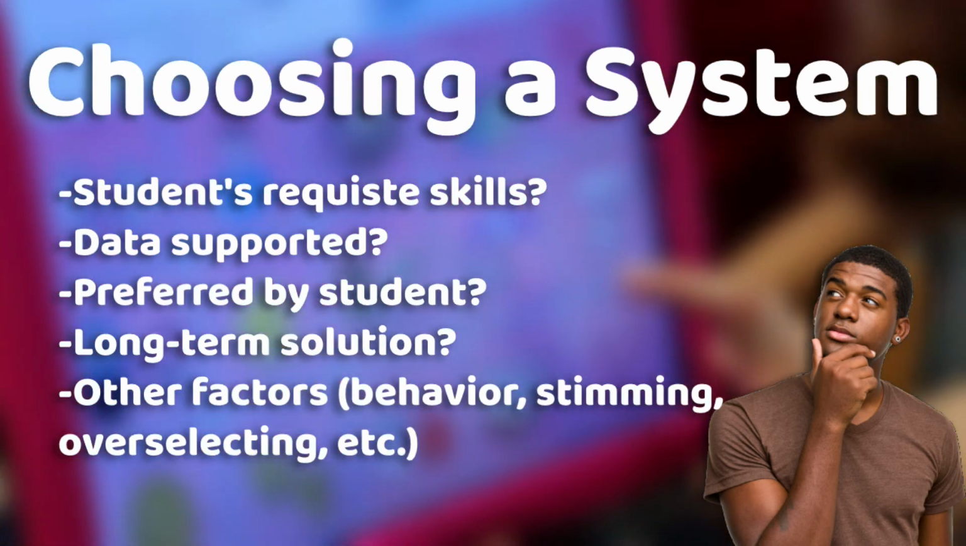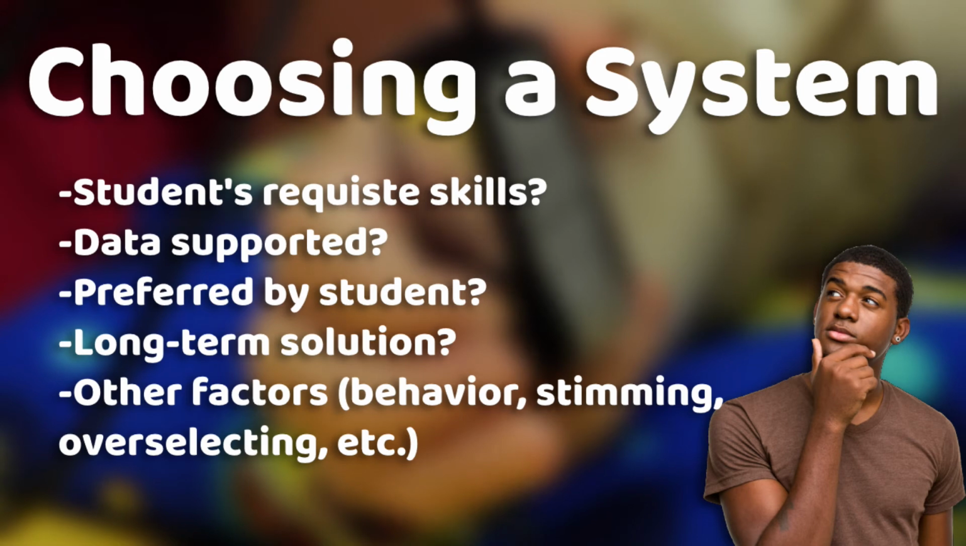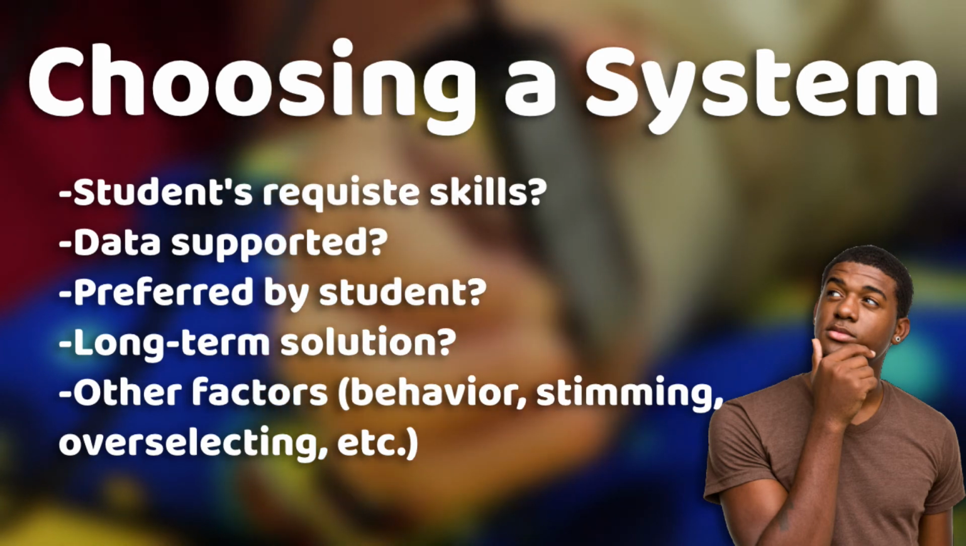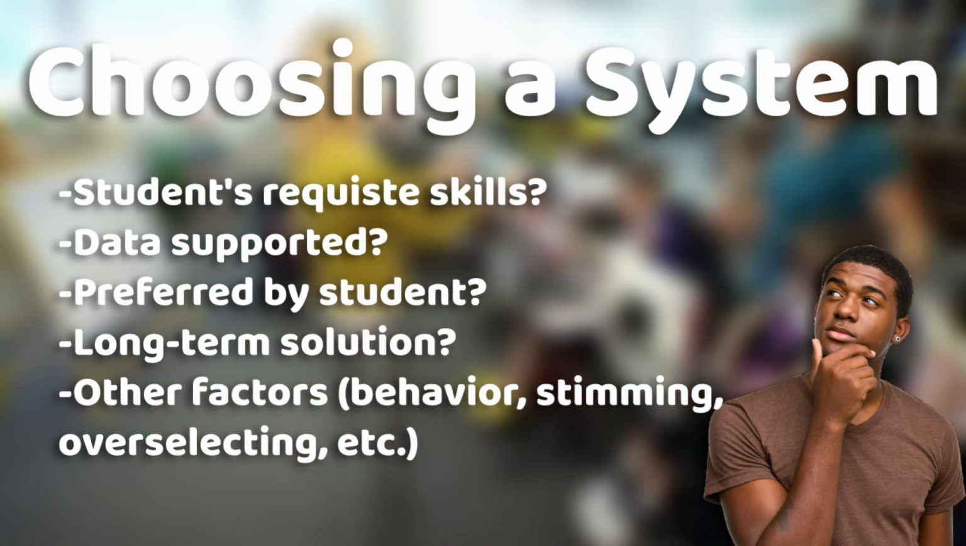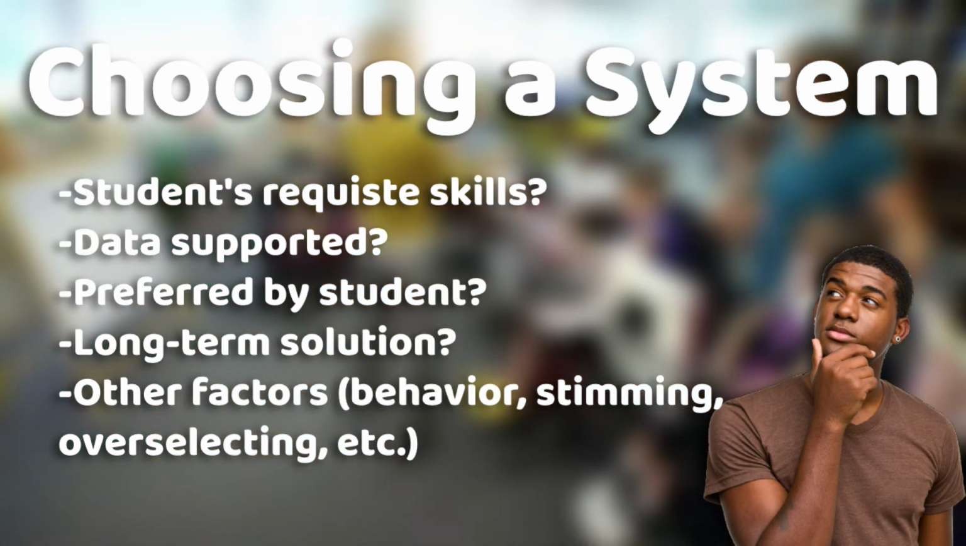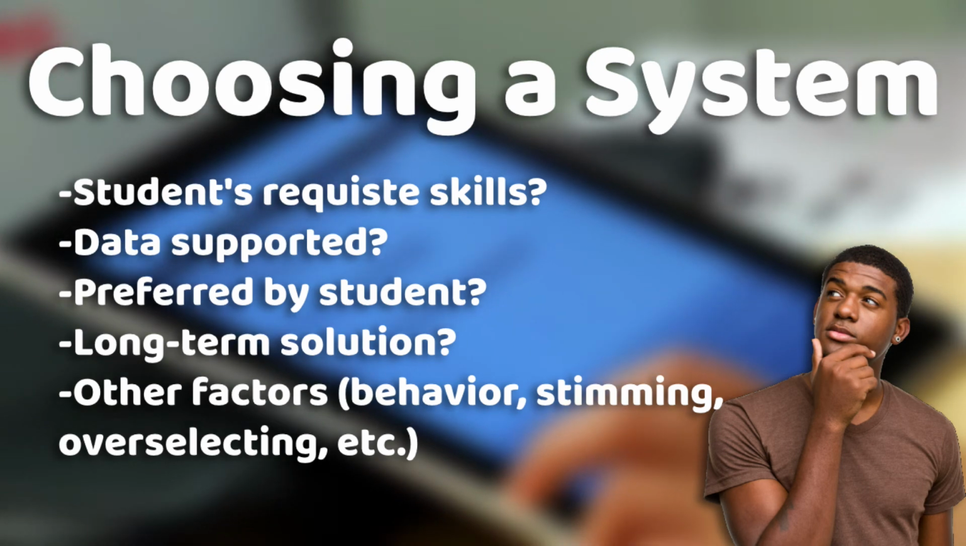And there could be other factors that affect the choosing of a system. Does the student have problems or difficulties with behavior? Will the student use the system for stimming, meaning will they access it for visual or audio stimulation, or will they use it for the primary purpose, which is communication? Will they use the device in an over-selecting manner, meaning choosing the same option over and over again, without using it for total communication?